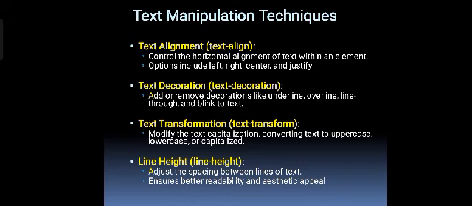Text decoration is used to add or remove decorations like underline, overline, line-through and blink to text. Text transformation, in it, if you want to make our text uppercase, lowercase or capitalized, we can go for this property. Next is line height. Line height is used to adjust the spacing between lines of text, and ensures better readability and aesthetic appeal.